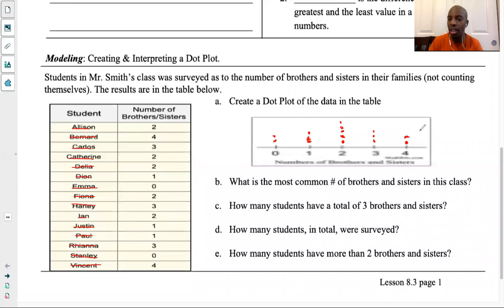And we can all agree that that has to be 2, right? 2 has to be the one with the most common number of brothers and sisters. So the most common number, which is most people, have 2 brothers and sisters, okay?